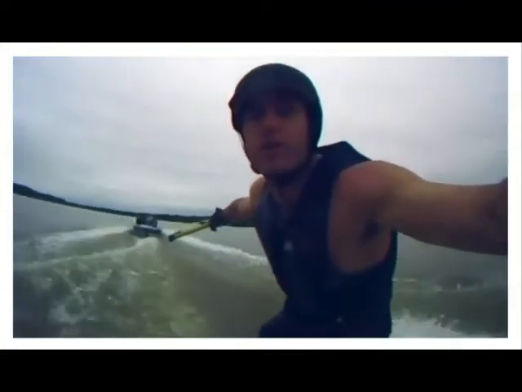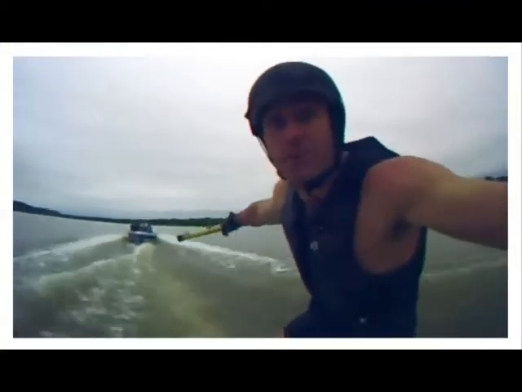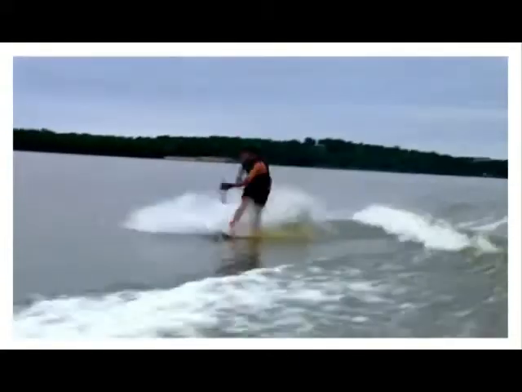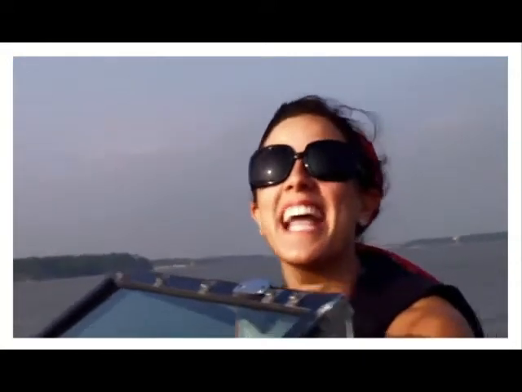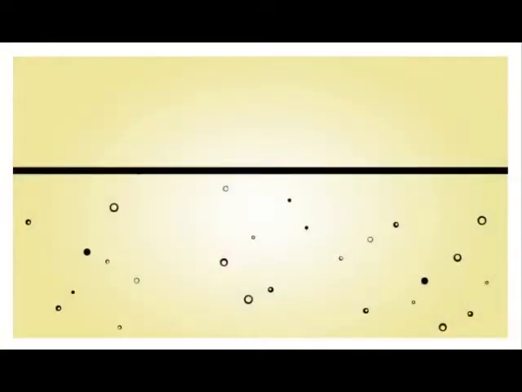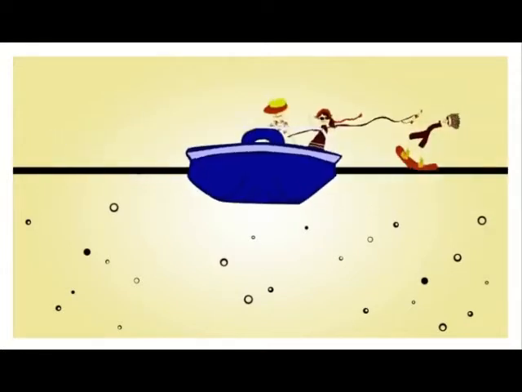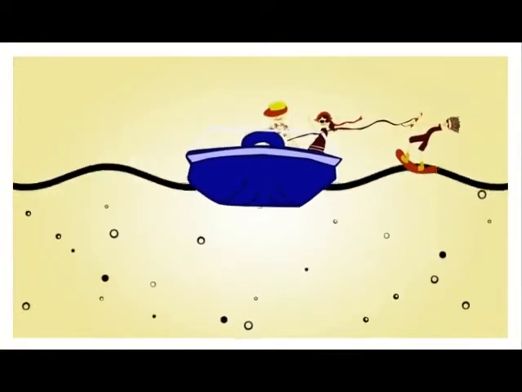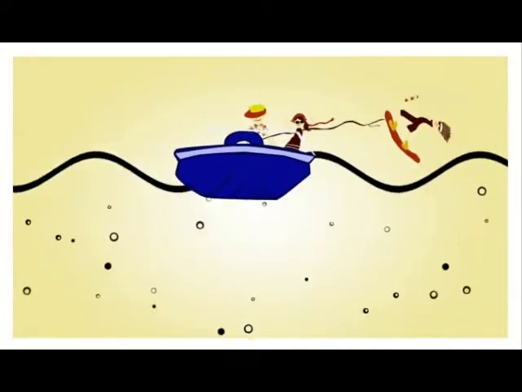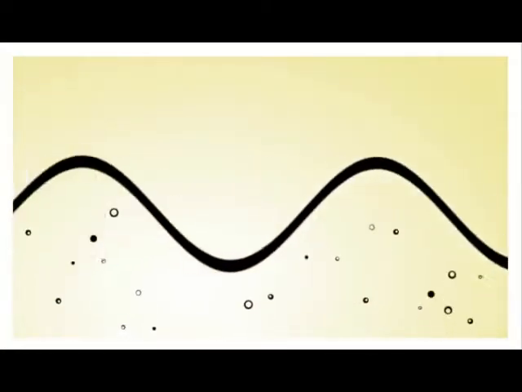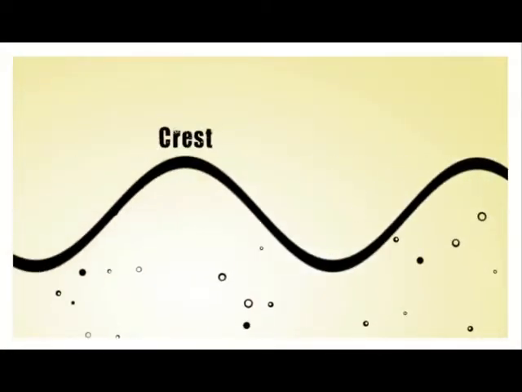All right, so it's important to know the parts of the wave, because different parts allow you to do different tricks. We represent waves in a diagram that looks like this. If there were no waves, the water would be flat, or in the rest position. When a boat comes along, the energy from the boat gets transferred to the water, causing a disturbance. This disturbance is called a wave. The highest part is called the crest, and the lowest part, the trough.